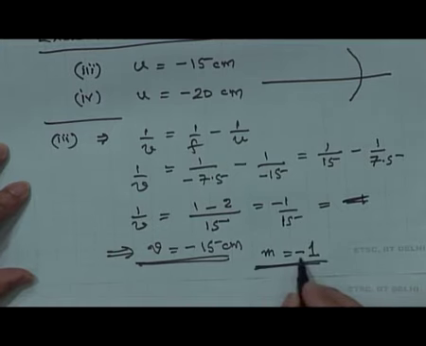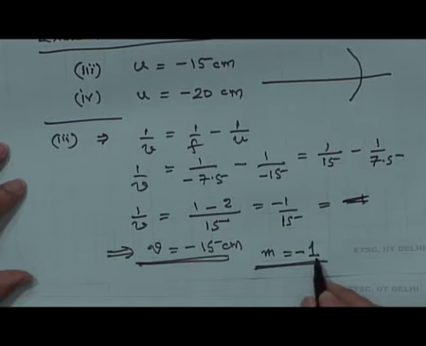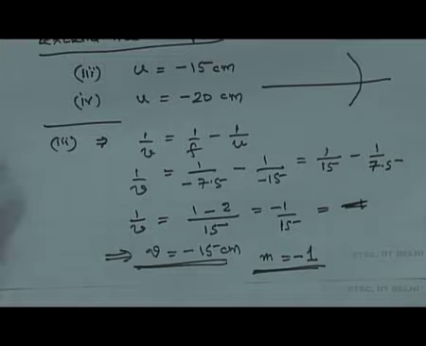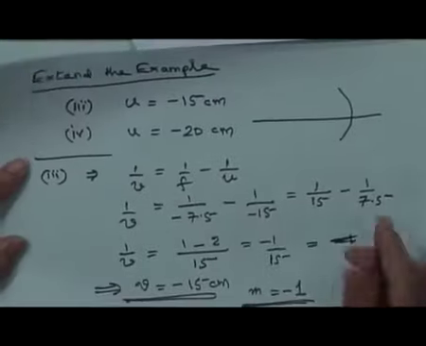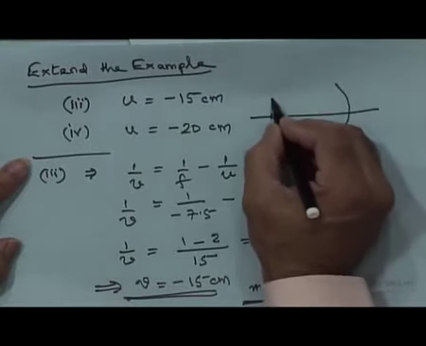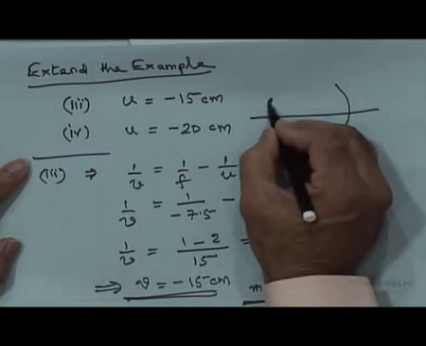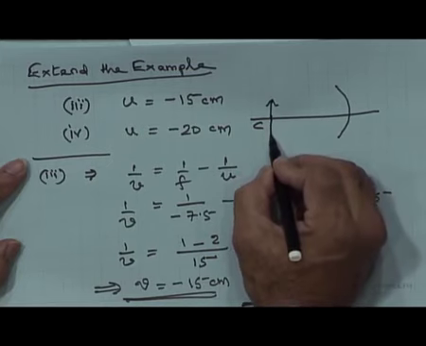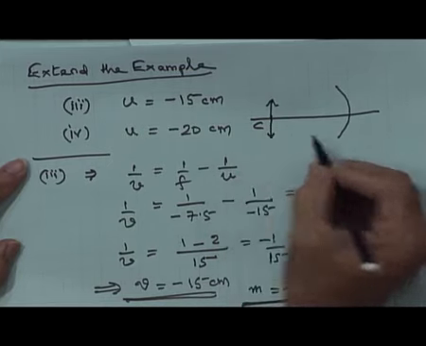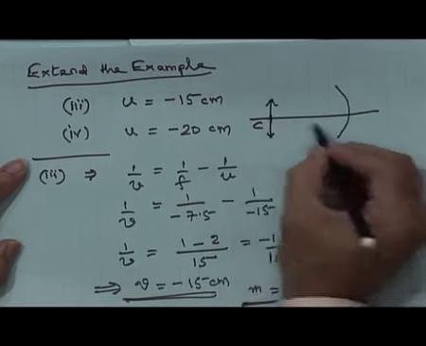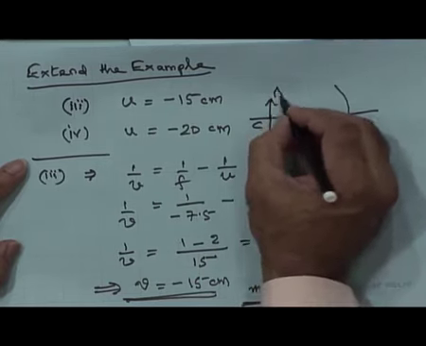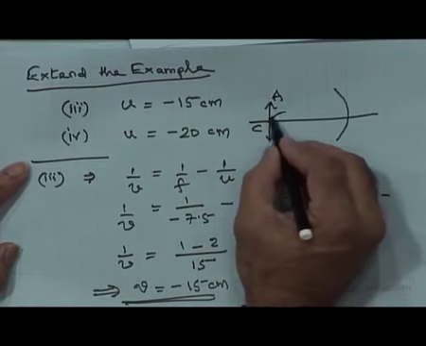What does minus 1 mean? Minus means it is inverted. M is equal to 1 in magnitude means neither it is magnified nor it is demagnified, and therefore we have the image here. So the object was at the radius of curvature here. So this is point C, and we have got the image also right here at the same place. Inverted image. So this is A dash and this is A, and this is of course B and B dash.